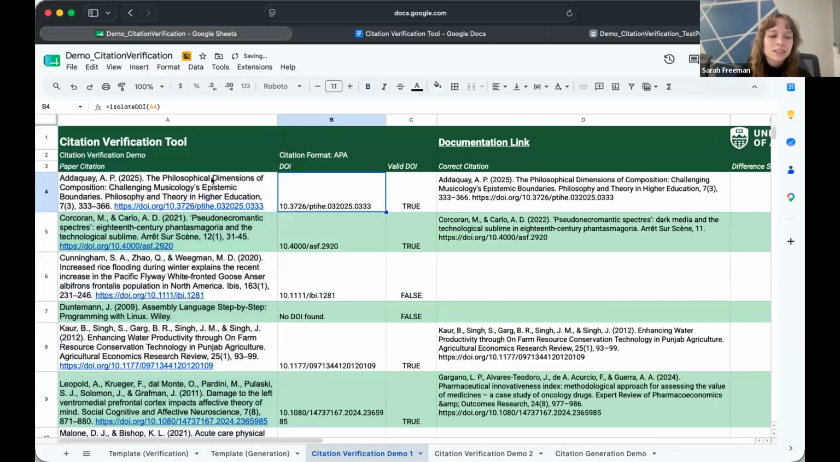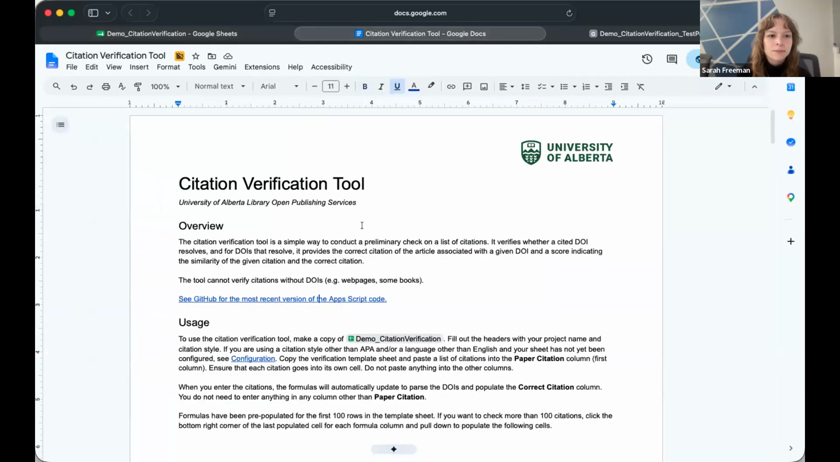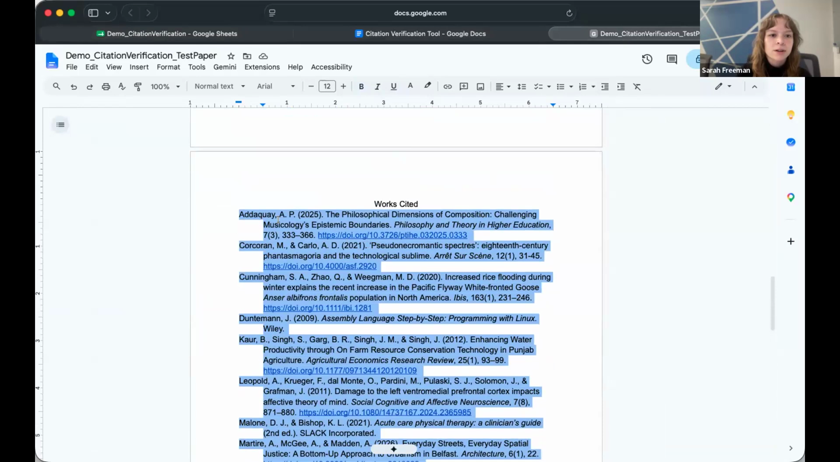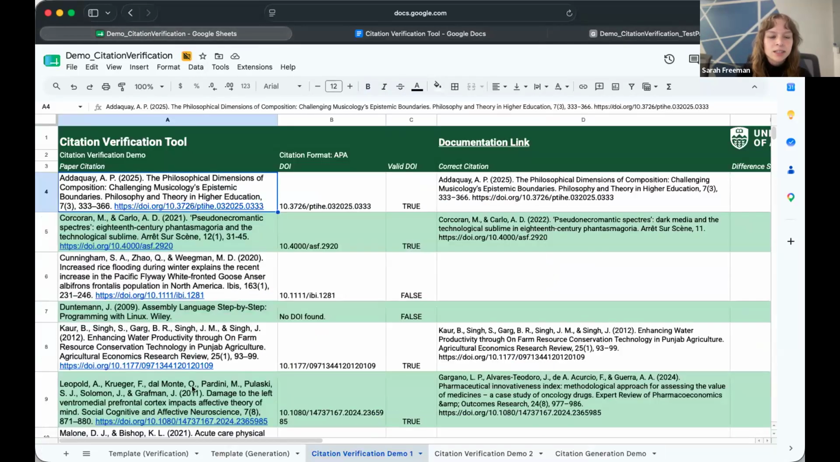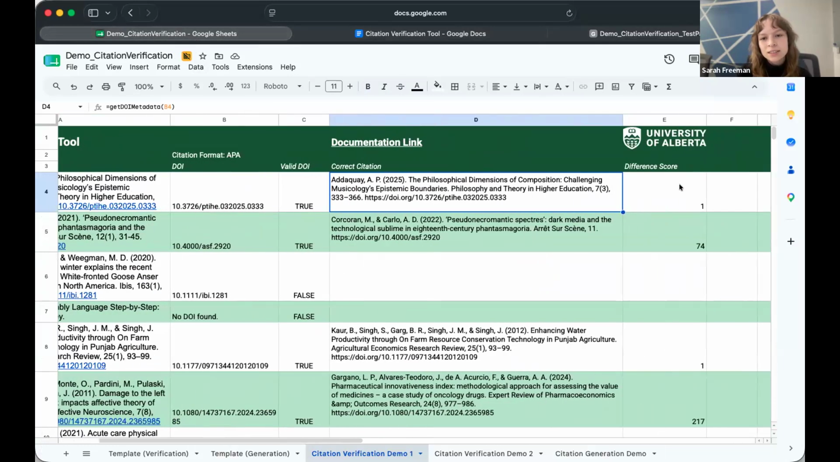All right, and now I can see, so I've pasted my list of citations in. This is just the list that I took straight from this paper and pasted into here, and now all the columns have updated. So I can see my first citation, it's isolated the DOI there. It says that the DOI does resolve, and then there's the correct citation. And I can see since the difference score is 1, these are pretty similar, so this is probably a valid citation.